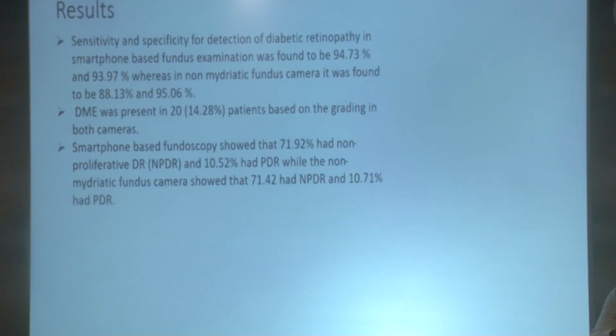Results: sensitivity and specificity for detection of diabetic retinopathy in smartphone-based fundus examination was found to be 94.73% and 93.97%, whereas in non-mydriatic fundus camera it was found to be 88.13 and 95.06. Diabetic macular edema was present in 20 patients based on the grading in both cameras. Smartphone-based fundoscopy showed that 71.92% had non-proliferative diabetic retinopathy and 10.52 had PDR, while the non-mydriatic fundus camera showed that 71.42 had NPDR and 10.71% had PDR.